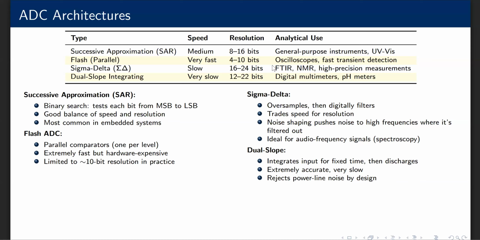The next one then is a sigma delta ADC, which are my personal favorite. They oversample massively, hundreds or thousands of samples per final output sample, and then digitally filter. The clever trick here is called noise shaping. The quantization noise gets pushed to high frequencies where the digital filter removes it. This gives incredible resolution of around 24 bits or more, at the cost of speed, which is primarily used in FTIR and NMR. Then the last one is the dual slope integrating ADC, which are pretty slow but extremely accurate, and they naturally reject power line interference. You can find them in digital multimeters and pH meters.